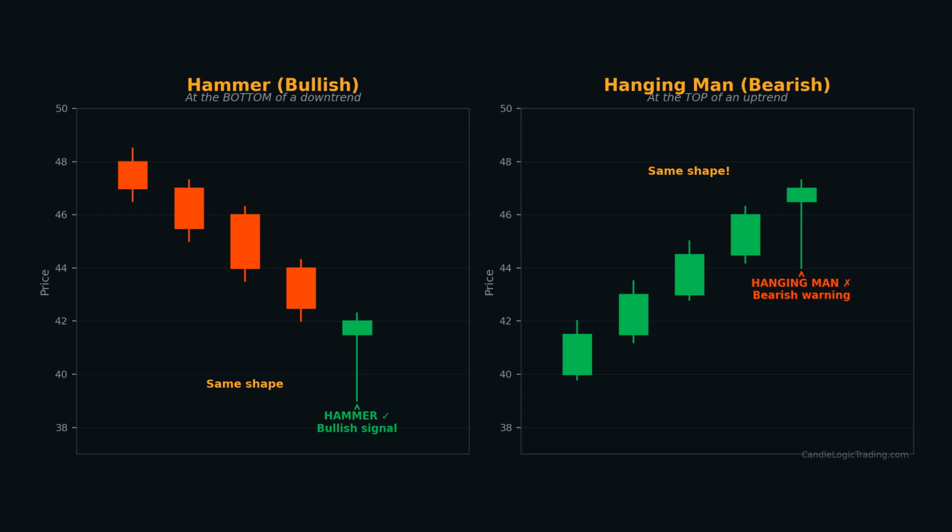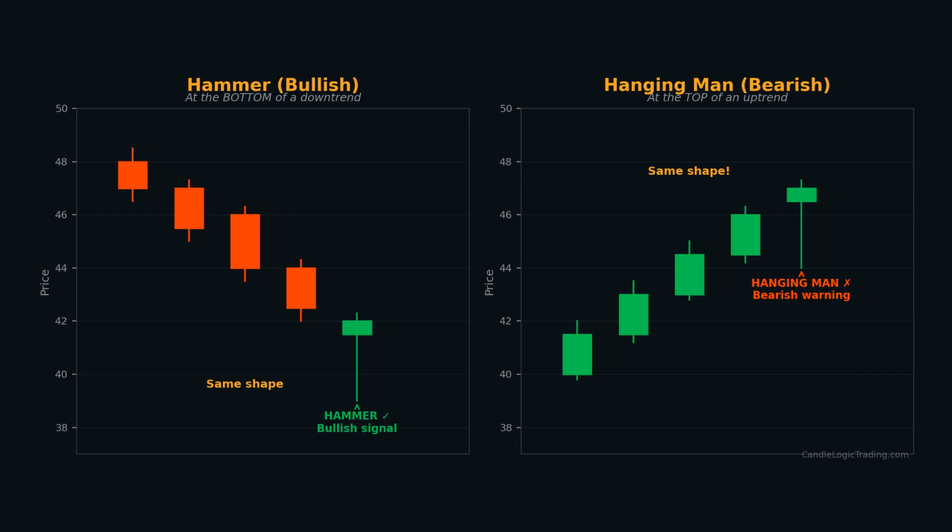And this is the perfect example of why location is everything in candlestick trading. A hammer appears at the bottom of a downtrend. It's bullish. It means buyers stepped in and pushed price back up from the lows. Same exact shape. But the hanging man appears at the top of an uptrend. And at the top, that same long lower wick tells a completely different story.